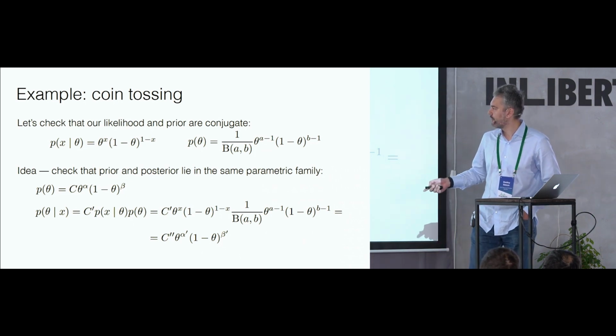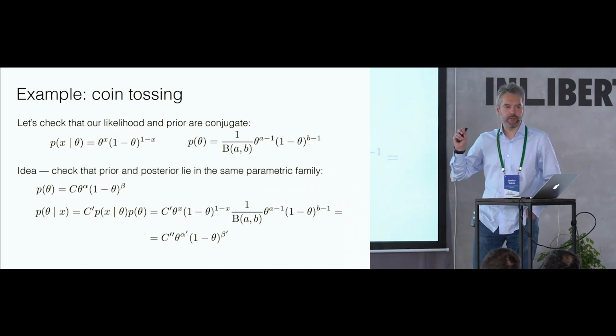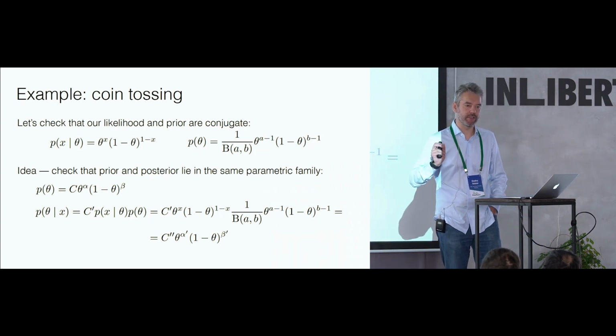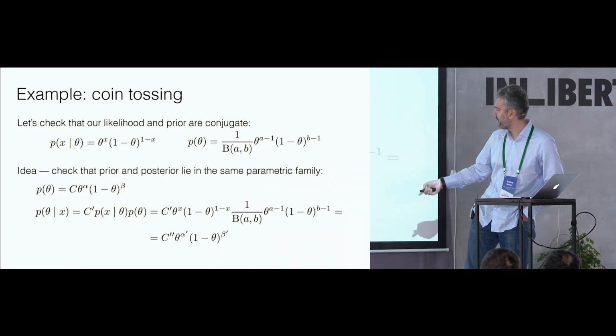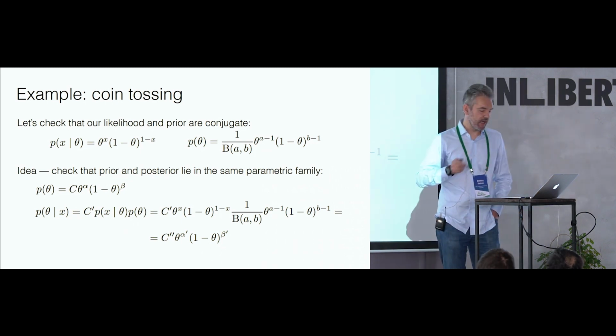Moreover, we may conclude that the posterior distribution would still be a beta distribution, but with different parameters, because it has the same functional form as our prior distribution, and only the values of the parameters have changed.